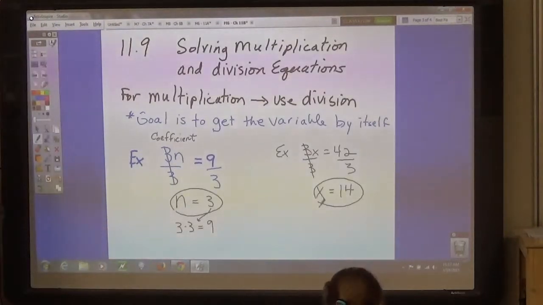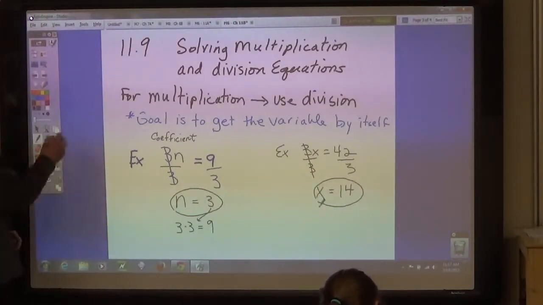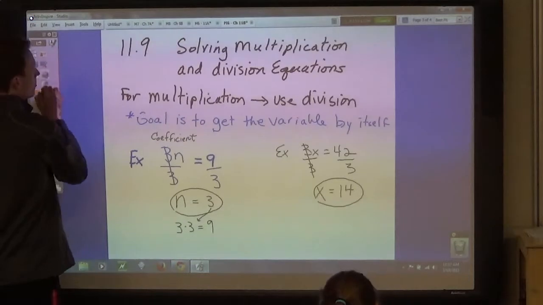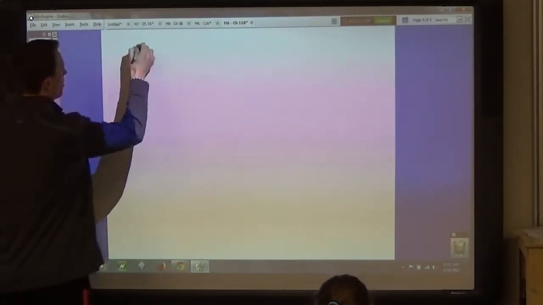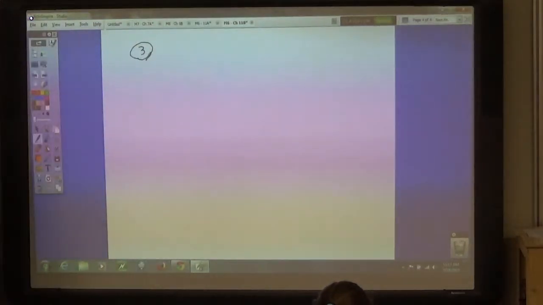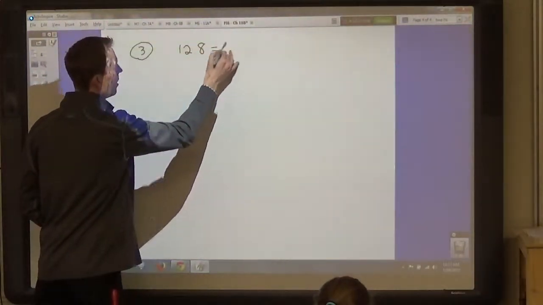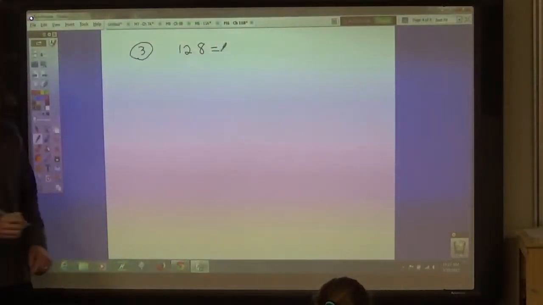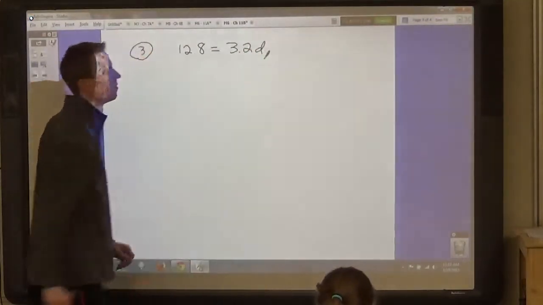Now, don't work ahead on your sheet because we're not going to do all of these. I'm not going to assign all of these. Skip to number 3. This one is 12.8 equals 3.2 times b.